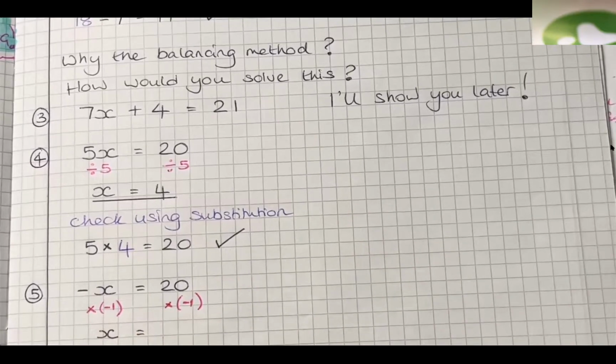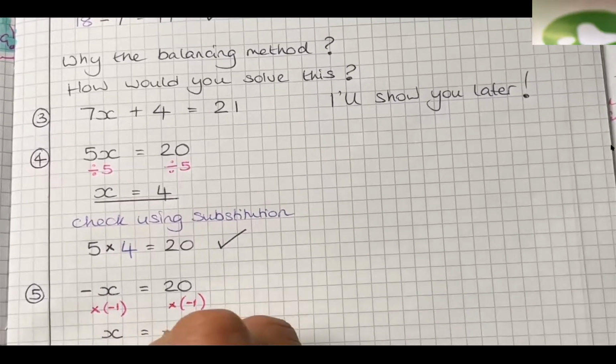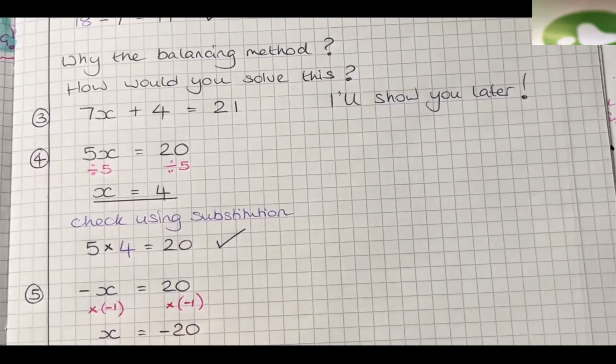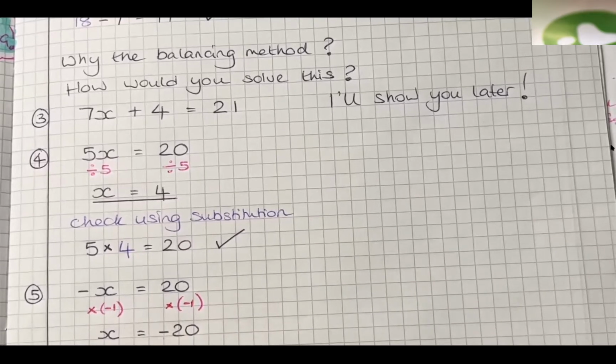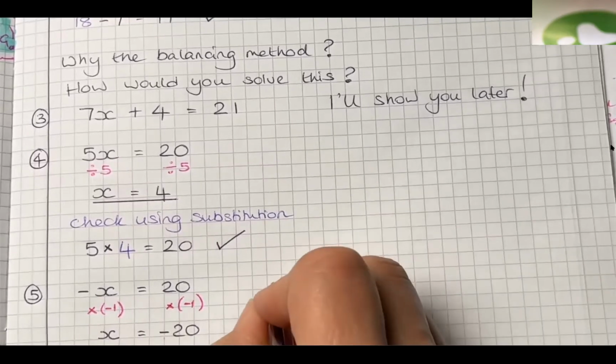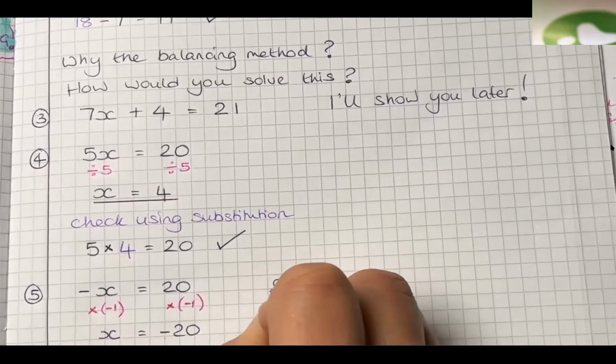I know that 20 multiplied by -1 gives me -20. So my answer is -20. There is another way of doing it.